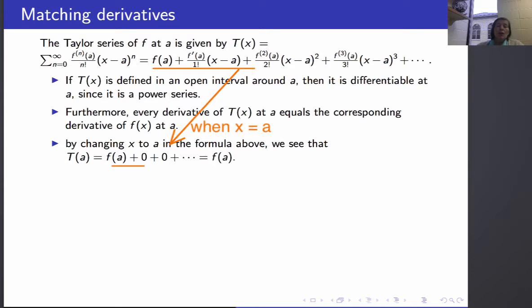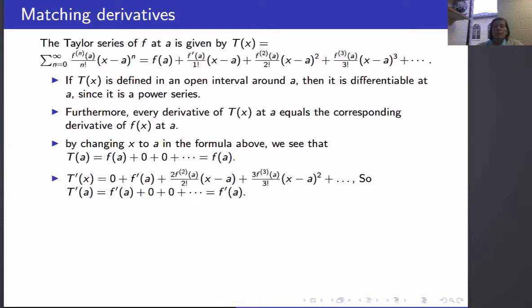Well, first of all, we can see that the 0th derivatives are the same. In other words, the value of T at a is f(a). And the reason for that is when I plug in a, all of the higher order terms disappear because they have an (x minus a) to a power greater than or equal to 1.